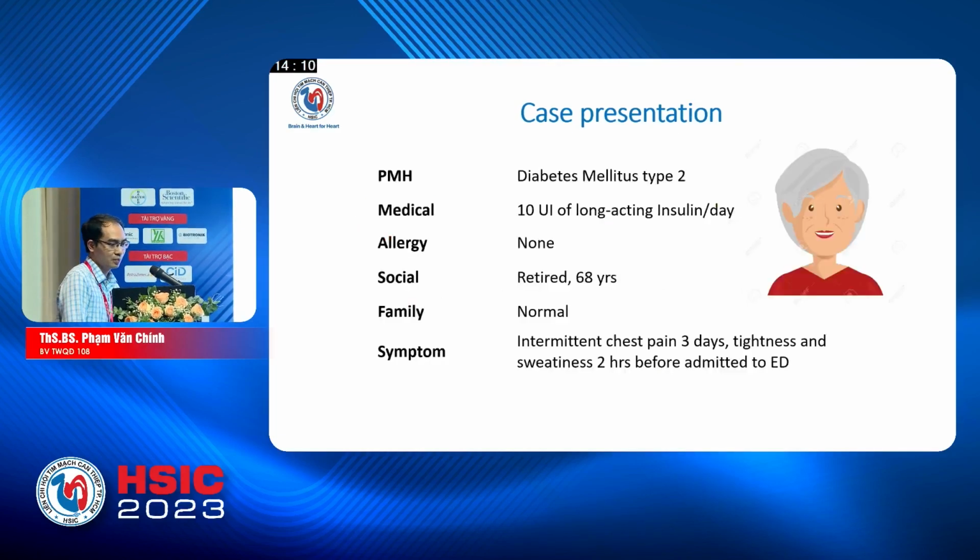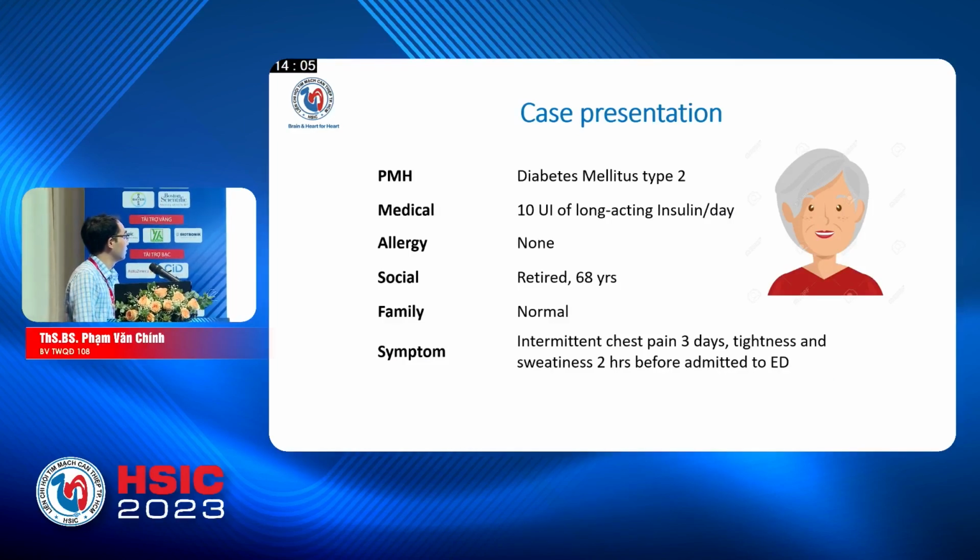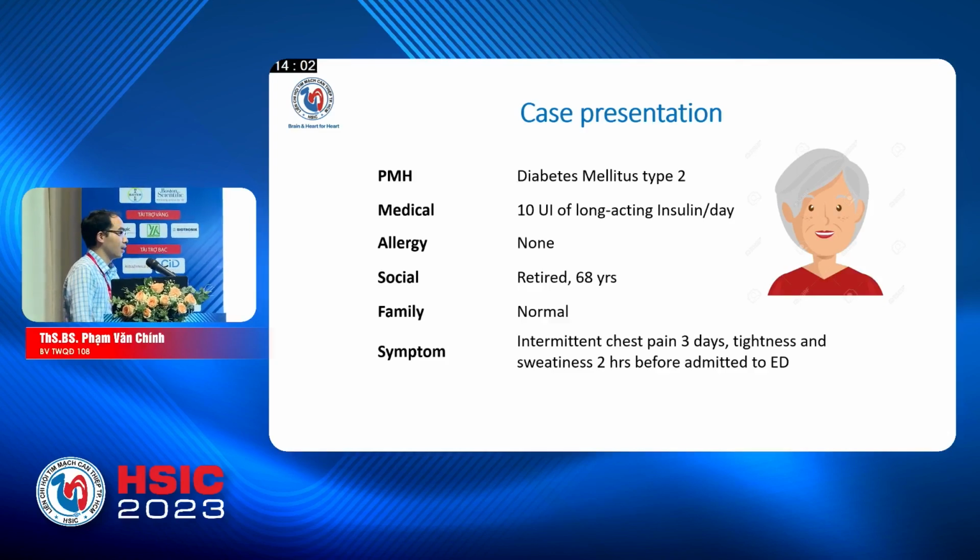Let's get started. My patient is a female, 68 years old, with a history of type 2 diabetes mellitus. She uses 10 units of long-acting insulin per day. She was admitted to the ED because of chest pain. Her symptoms started 3 days before, and 2 hours before admission to the ED, she felt very tired and sweaty. So she came to the ED.